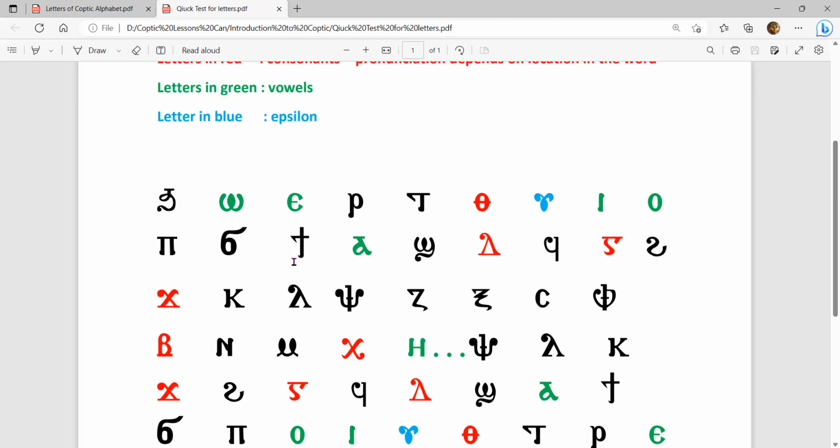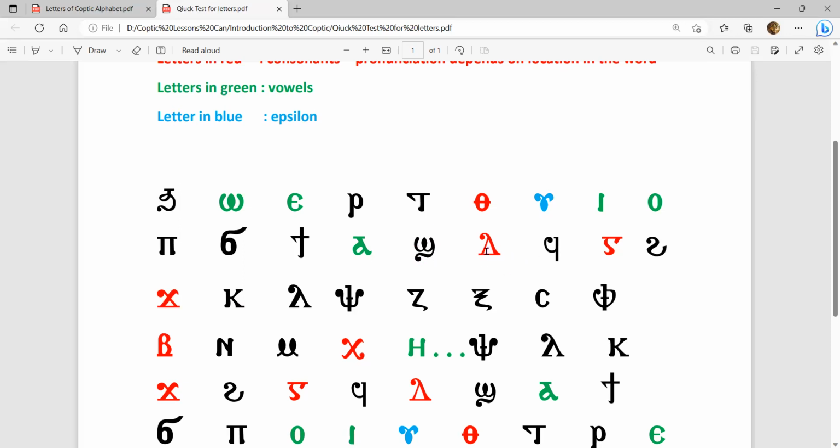This letter, which looks similar to a T, will always be pronounced as a T, never, ever otherwise. Okay. Then the one after the alpha in black, which is the shy, we can compare it with when we say the word shall in English, SH. So this is the shy.